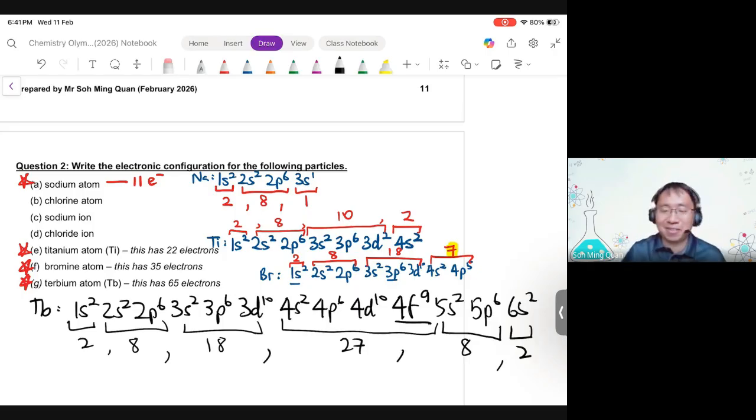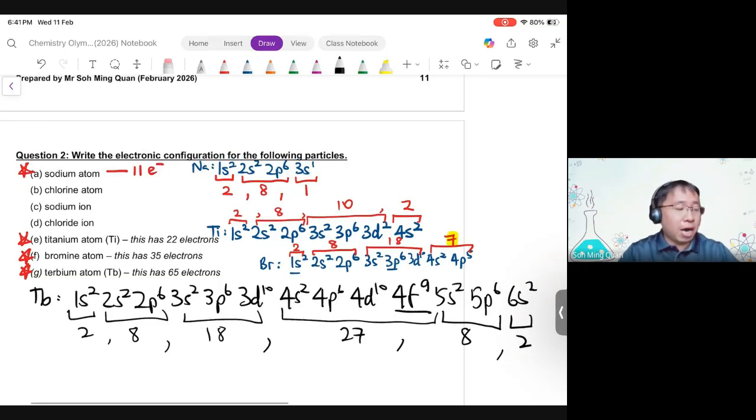Now, what's the point of writing in terms of shells then? You realize that writing in terms of shells is helpful when you are dealing with elements that are relatively small and don't have so many electrons. That's why at O level, you stop at calcium. You stop at calcium because that is the limit where you don't need subshells. Beyond calcium, such as titanium, you will already need subshells in order to write the electronic configuration.